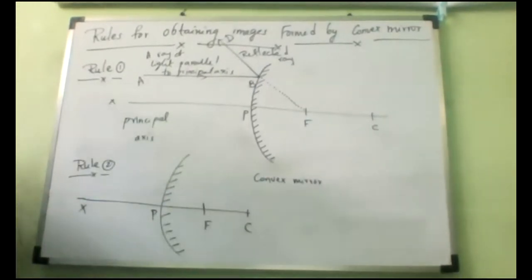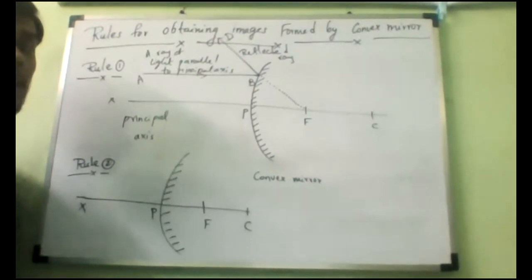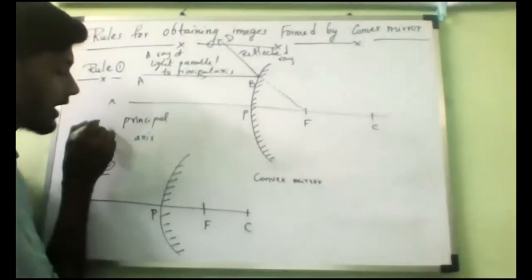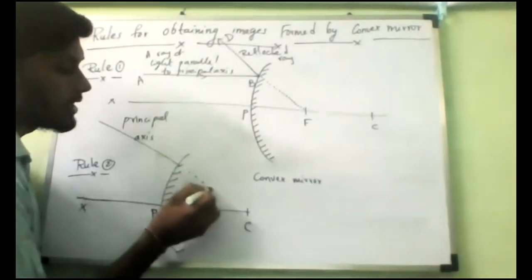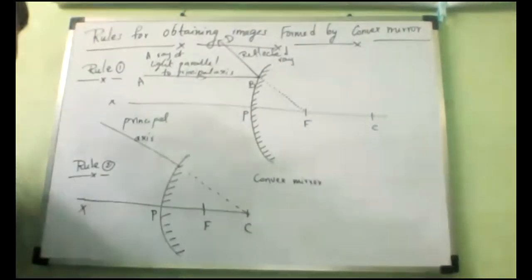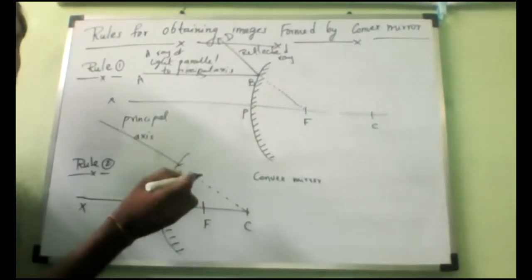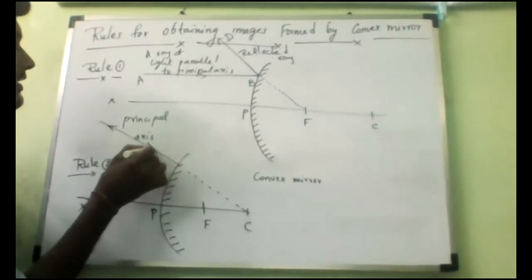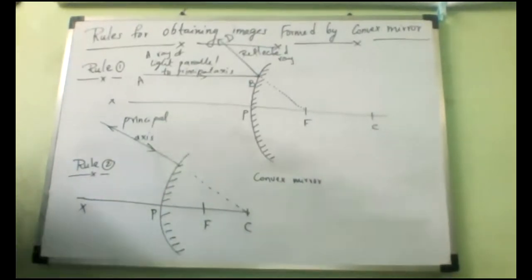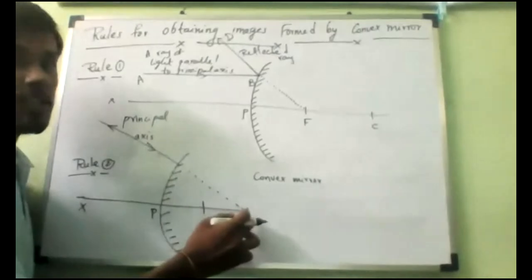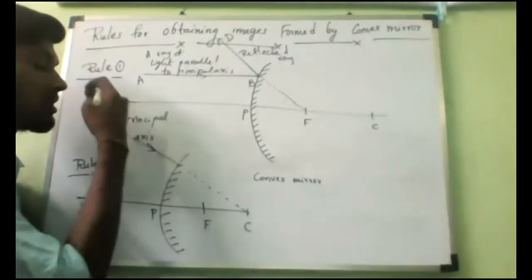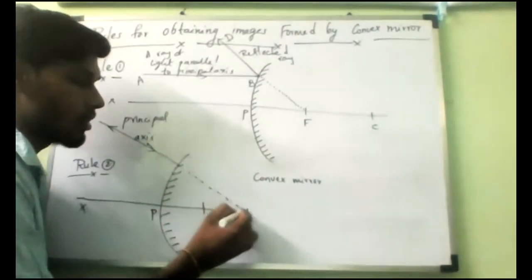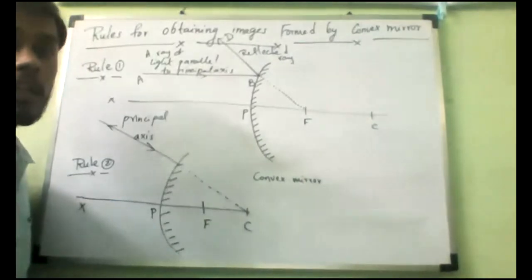Now what is rule number two? A ray of light going towards the center of curvature, like this. The ray of light which is going towards the center of curvature of a convex mirror is reflected back along the same path without any deviation. We will feel that it is going through the center of curvature. Do you understand or not? Yes, sir.